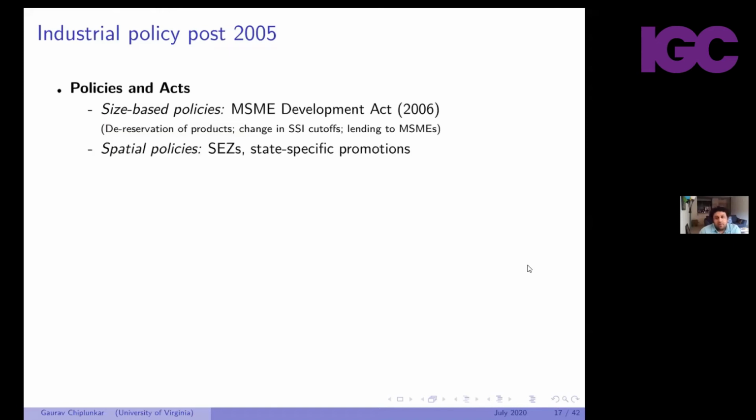You had spatial policies, so special economic zones, state-specific promotions. The quintessential example of state-specific promotions is the whole Tata issue between Gujarat and Mamata Banerjee in Bengal, right, when she did not allow Tata to come in, and then Modi obviously rolled out a red carpet and they went there. So state-specific promotions, and taxation policies, which were very, very important.